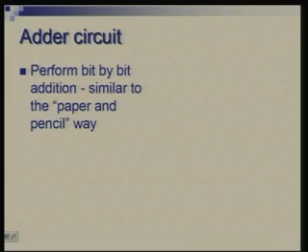Now, let us move towards a circuit design for performing addition. The simplest method is to follow what we do on paper and pencil. Basically, we move from right to left and perform addition bit by bit. So, if you know how to perform addition of 1 bit, that means at 1 bit position adding 2 bits and also the carry coming from the right side, you can just repeat the same thing for 32 bits.